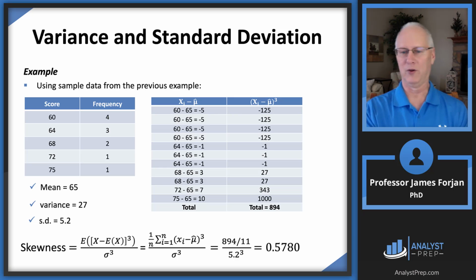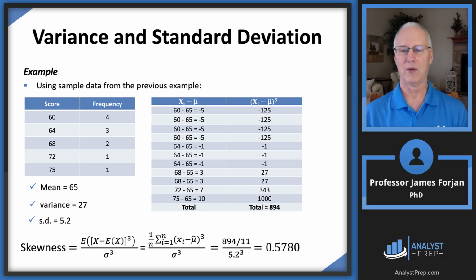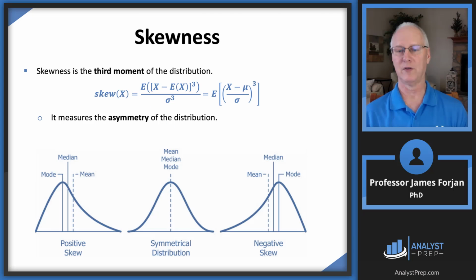And then we sum all those things, divide by 11, and then we're going to divide by sigma cubed, which is standard deviation raised to the third power. So we get skewness of 0.578. So the skewness in this case is not 0, right? Let me go back here. With the symmetrical distribution, we'd have a skewness of 0, but now we have a skewness that's 0.57, so that's positive. So we have a distribution that looks like that positive skewed distribution on the left.